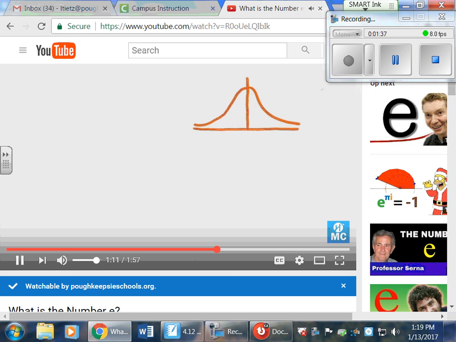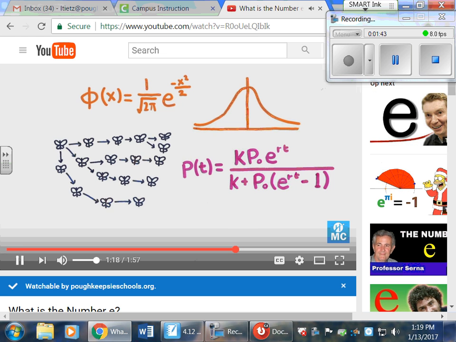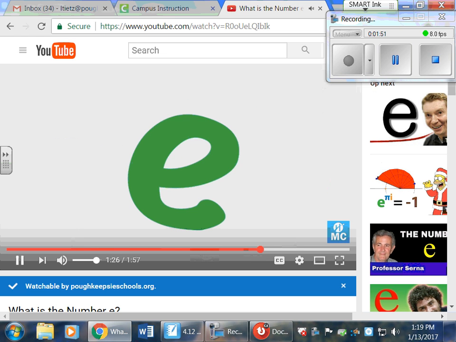In statistics, it describes the most important statistical distribution, the normal. In biology, it models populations of species through the logistic function. In physics, e describes the exponential decay of a radioactive material. So while e may not be as famous as pi, it's easily as fundamental and immensely important.